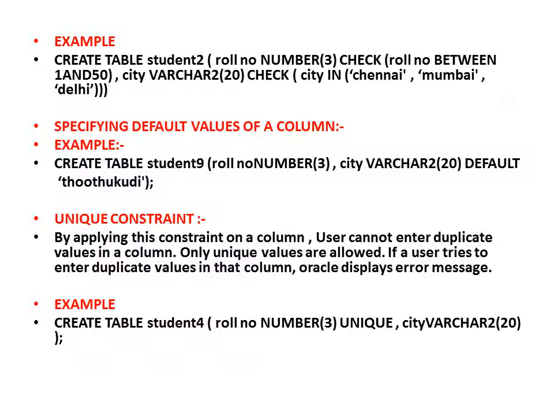Next, unique constraint. If we set this constraint in a column, then the user cannot enter duplicate values in a column. Only unique values are allowed. In this example, the roll number is set as unique constraint. If the user tries to enter the same roll number for 2 students, then Oracle displays an error message.